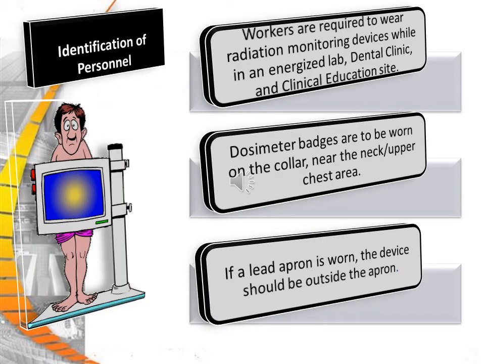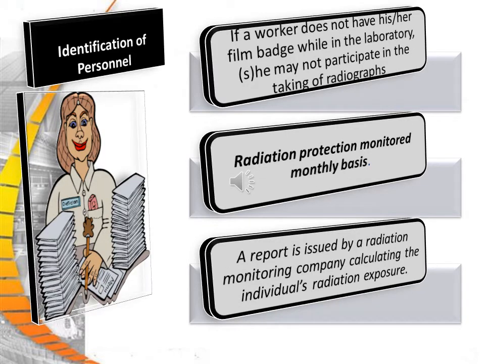Workers are required to wear radiation monitoring devices when in energized labs, dental clinics, or clinical education sites. Dosimeter badges are to be worn on the collar, near the neck and upper chest area. If the lead apron is worn, the device should be worn outside the apron. If a worker does not have his or her film badge while in the laboratory, he or she may not participate in the taking of radiographs.